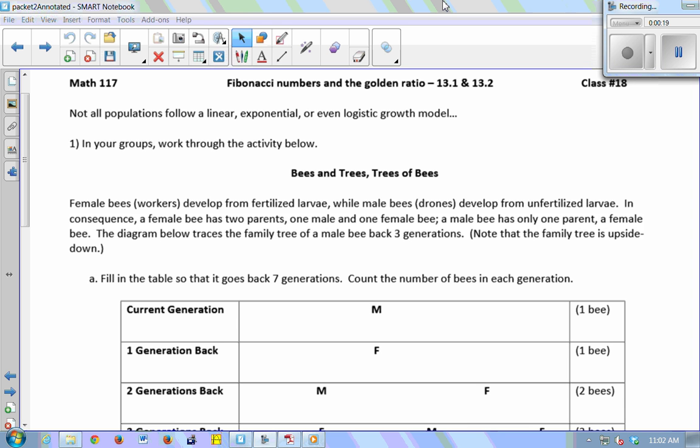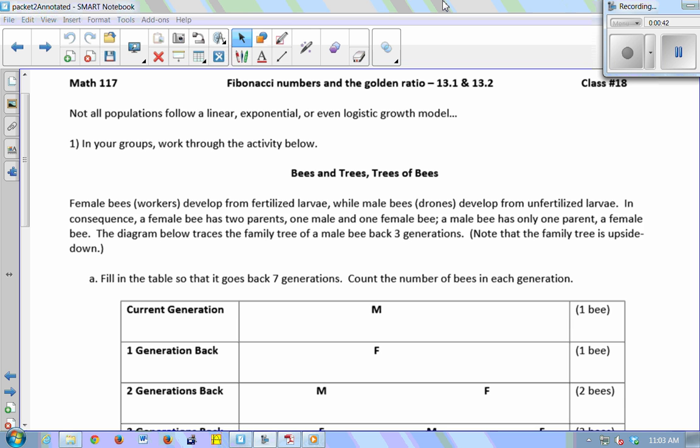Can somebody remind me what linear growth is? What's the defining characteristic? Addition, yeah, always adding the same amount. And how about exponential growth? Multiplication, great. And logistic growth, we didn't see a formula for, but what makes it different than the other two kinds of growth?